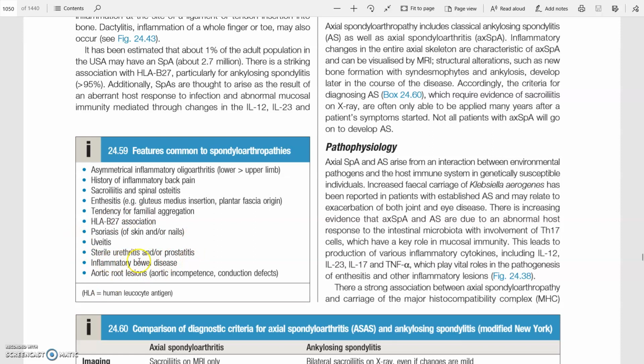So if you do a routine urine microscopy examination, you might not find any pus cells in there or any presence of inflammatory infectious pathogens. And cardiovascular involvement is very much important to remember. Look, aortic root lesions, which are characterized by aortic incompetence, and conduction defects.